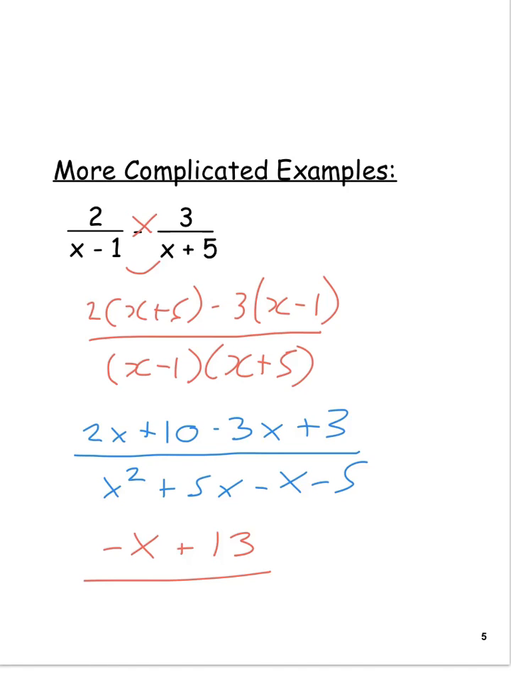We've got plus 5x take away x, which is 4x. So x squared plus 4x. And then we've got minus 5 on the end there. It stays the same. Okay, so that's our final answer: minus x plus 13 all over x squared plus 4x minus 5. Quite a tough example.